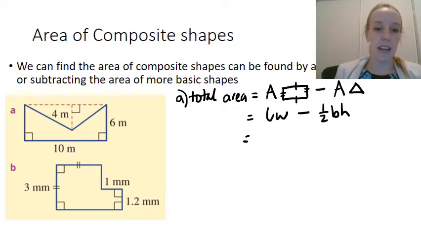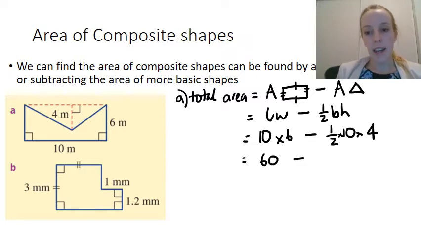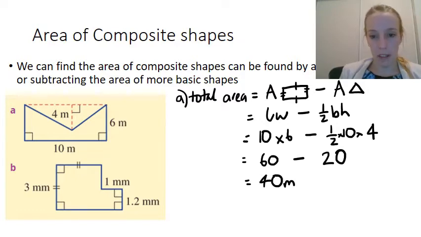So the area of a rectangle is length times width, which is 10 times 6. Subtract the area of our triangle, which is a half, our base, which is also 10, so a half times 10 times our height, which is 4. Using our order of operations, we do multiplication and division first before we do subtraction. So that's going to be 60 take 20, since a half times 10 is 5, and 5 times 4 is 20. That will leave us with 40 meters squared.